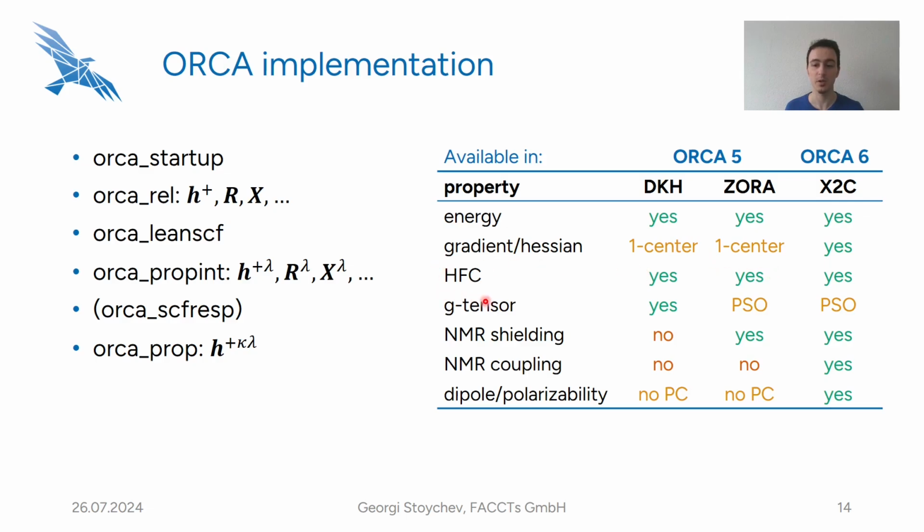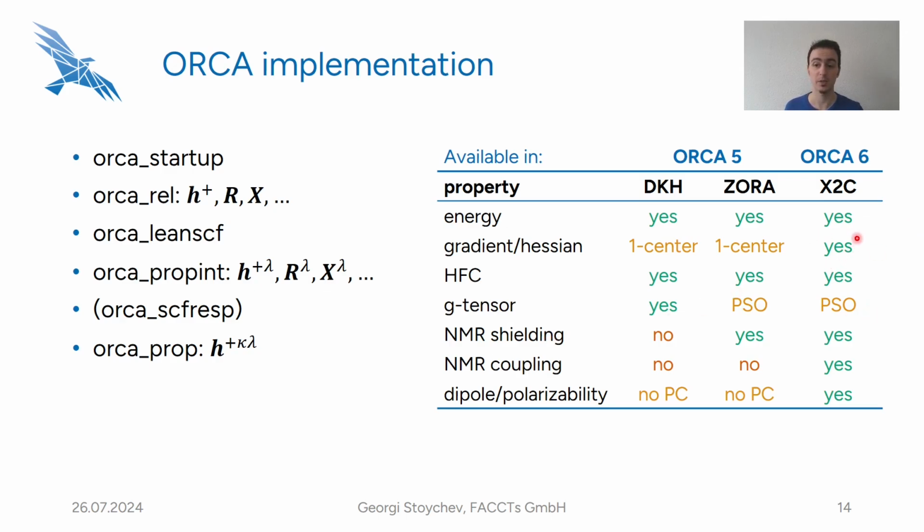We also have EPR properties, but we didn't really have NMR properties except for the NMR shieldings with ZORA, which tended to be quite numerically unstable. We also had no picture change corrections for electric properties, although those are not very large. Now in ORCA 6 with X2C, we practically have all of these properties, where for the G-tensor, we only have picture change corrections for the paramagnetic spin orbit term, which is the leading contribution.